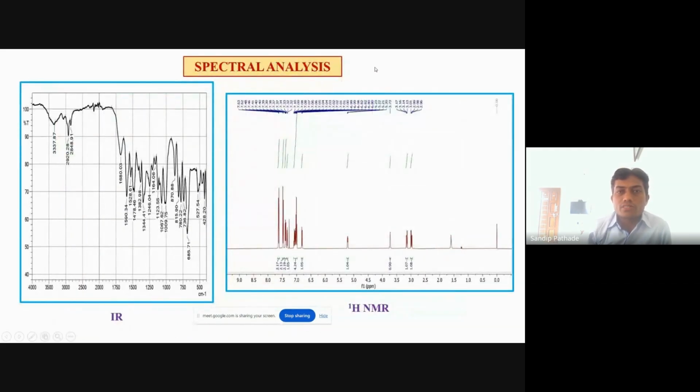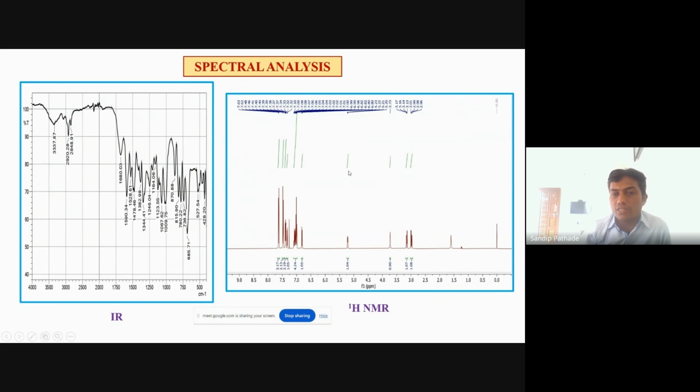The characterization of the synthesized molecule was carried out using spectral methods like FTIR, H1 NMR, and C13 NMR spectroscopy. This is the FTIR spectrum of our synthesized compound. The peak at 3337 cm⁻¹ indicates the presence of N-H stretching frequency, while the peaks at 2920 and 2848 cm⁻¹ indicate aromatic C-H stretching frequency. The peak at 1680 cm⁻¹ is due to the presence of C=N stretching frequency, while the peaks at 1590 and 1528 cm⁻¹ are due to aromatic C=C stretching frequency.